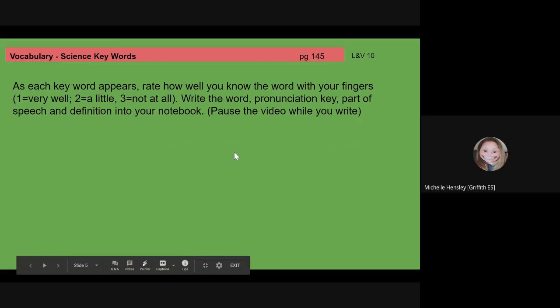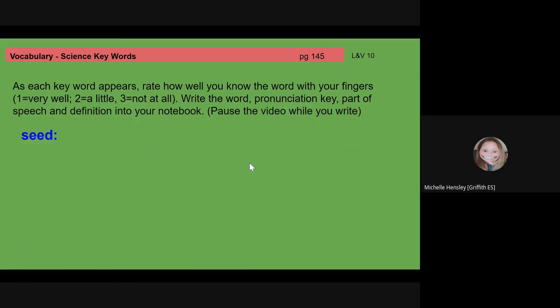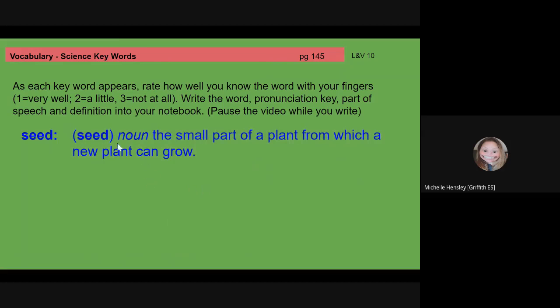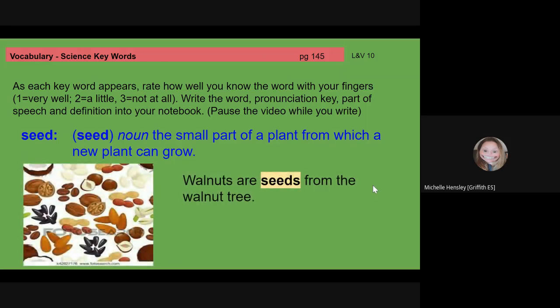Pardon my dogs. And our next word is seed. How well do you know seed? Is that a 1, 2, or 3? Seed, single syllable, noun, the small part of a plant from which a new plant can grow. So the small part of a plant from which a new plant can grow is called the seed.